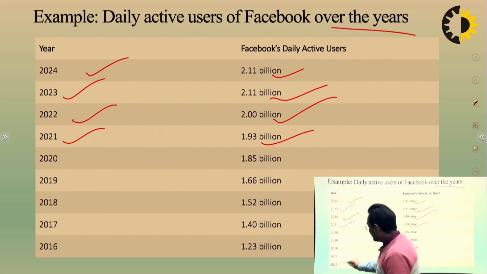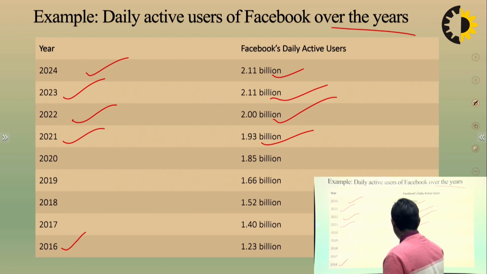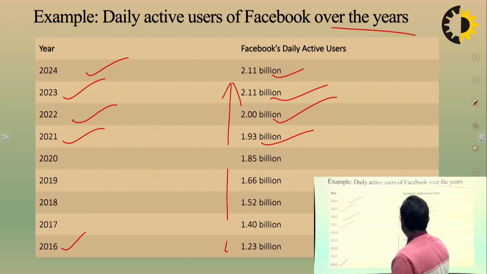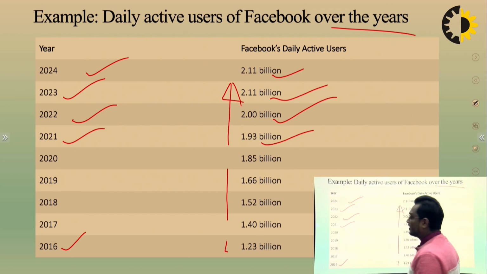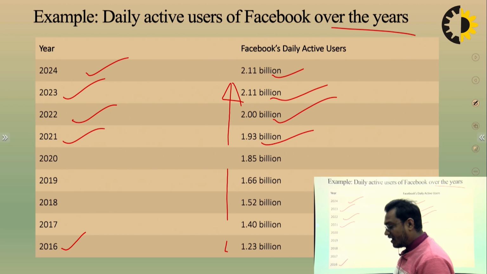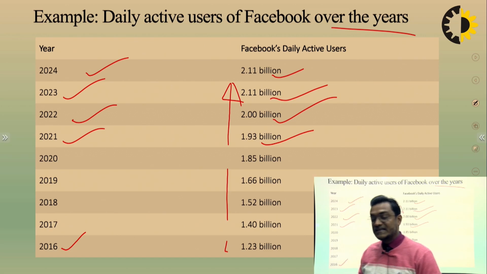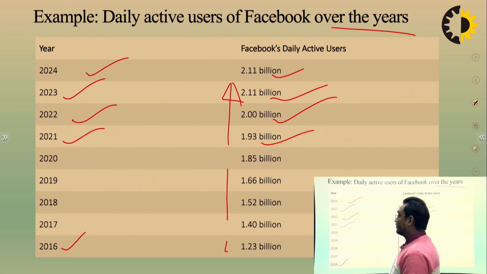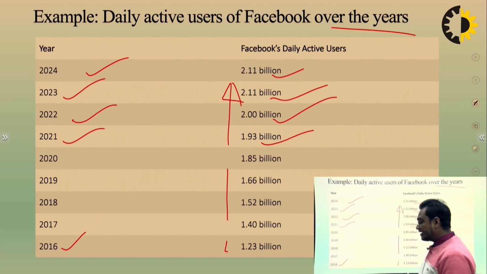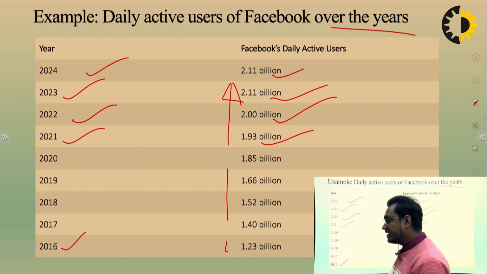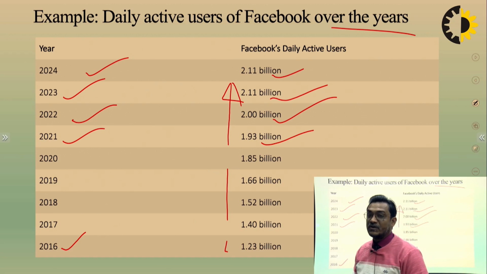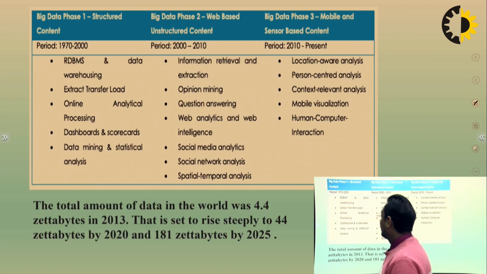If you observe the chart, from 2016 to 2024, the data has been generated in a very fast manner. So it is very important to know how to process the data, how to store the data, and how to manipulate the data for further enhancement or designing something new. In that situation, big data plays a very vital role.